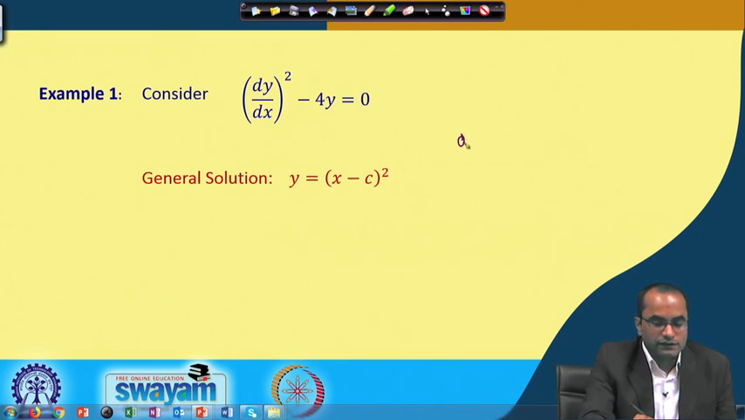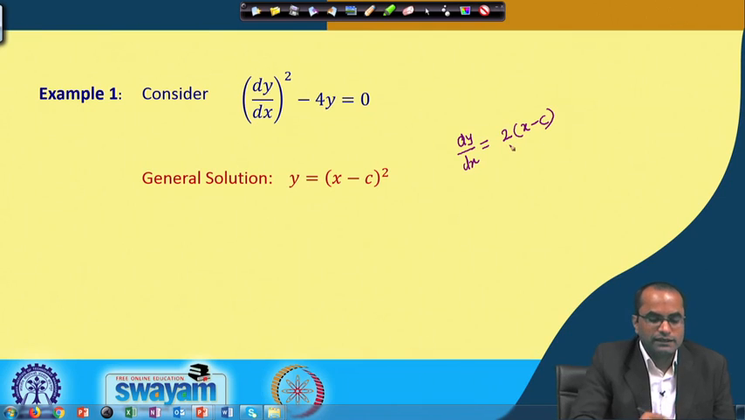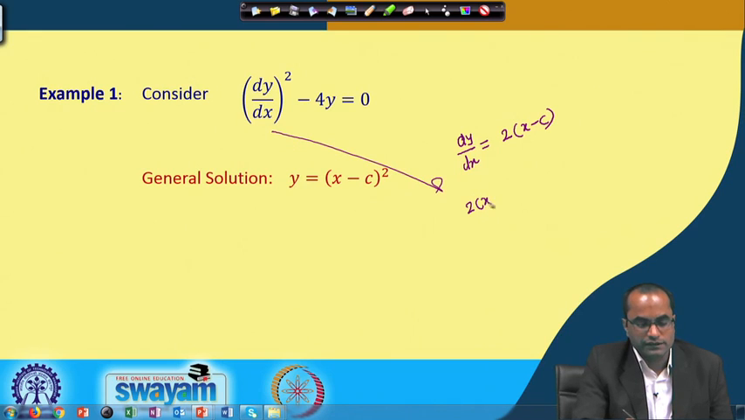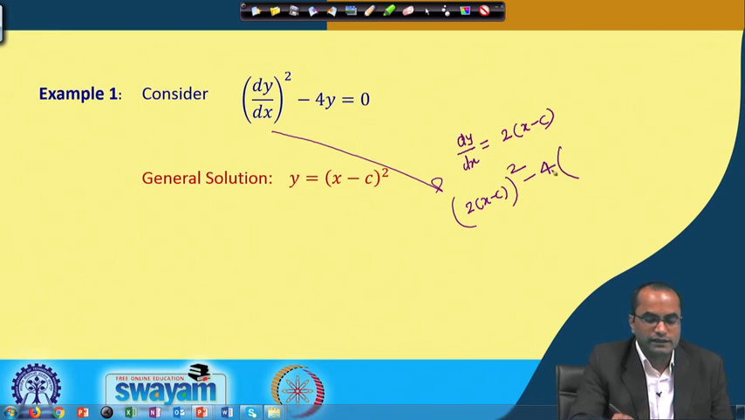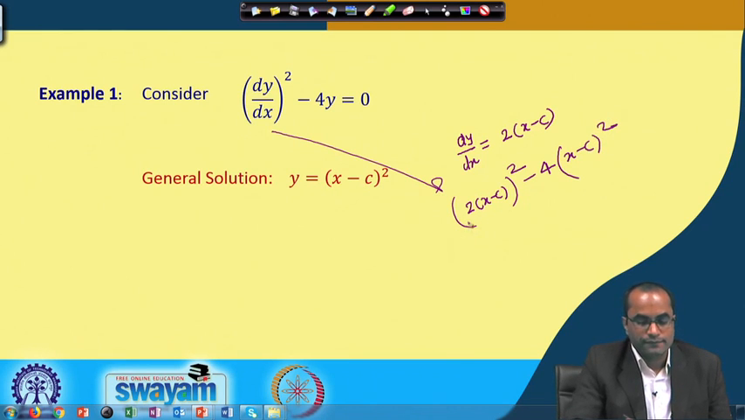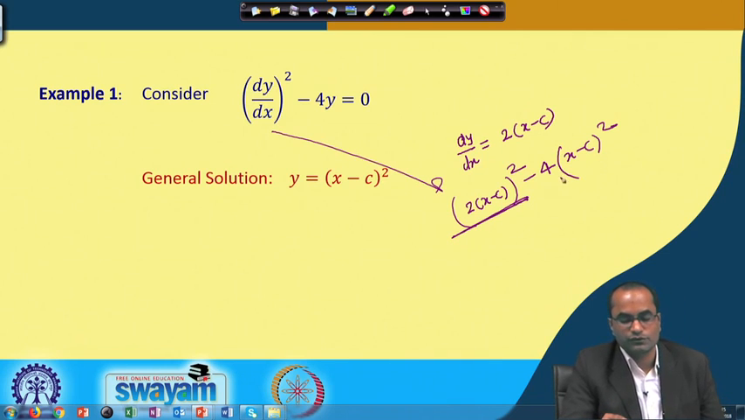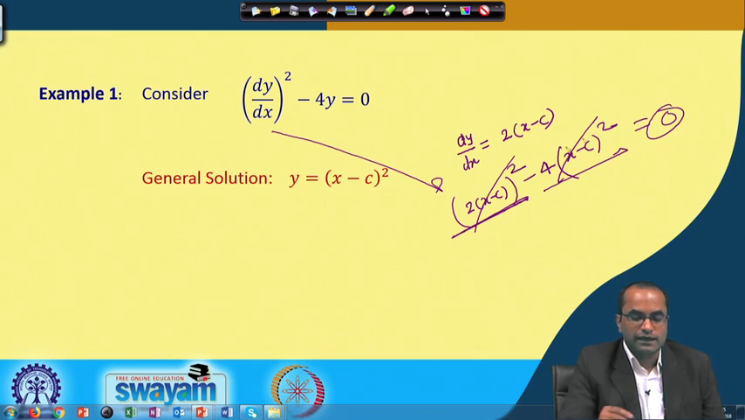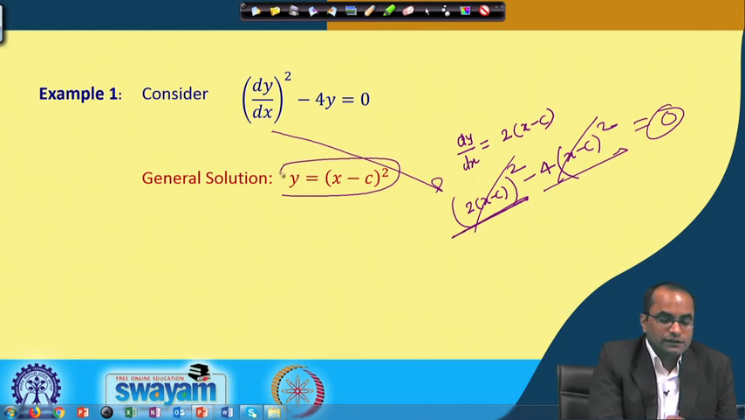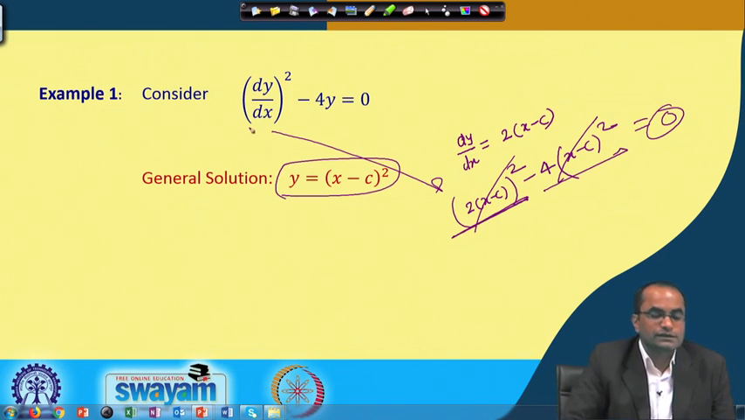If we get dy/dx, it will be 2(x - c), and if we substitute in this differential equation, we get 4(x - c)^2 minus 4 times y, that is 4(x - c)^2. So, this will cancel out, and we observe that this solution satisfies the differential equation, and therefore, this is a solution.